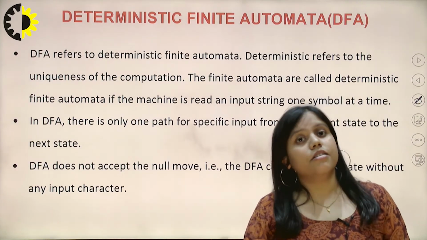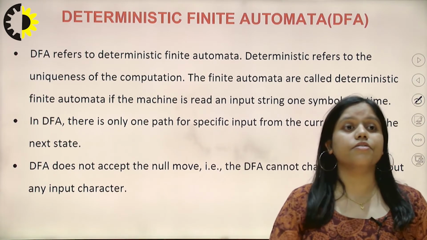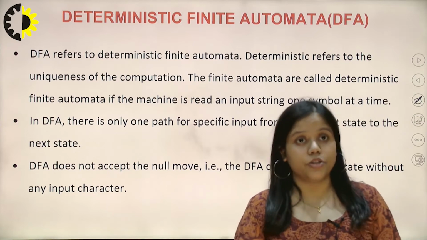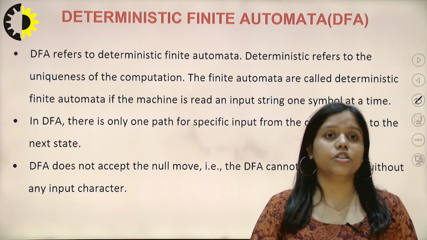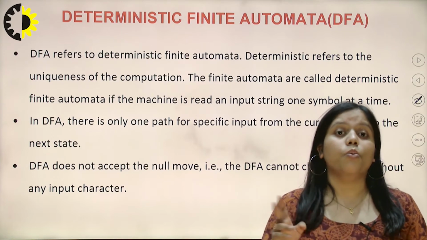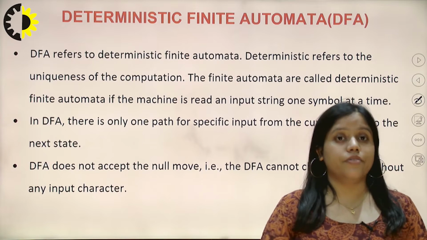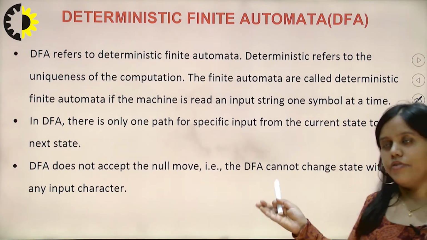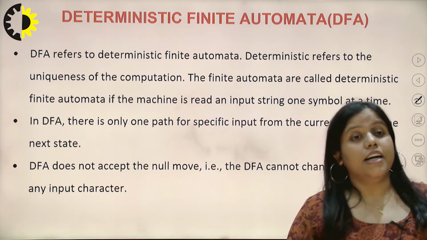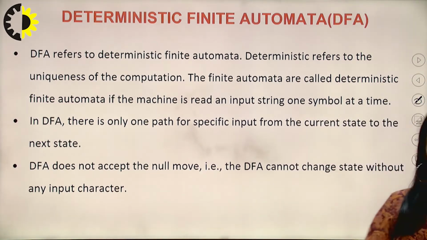So, deterministic automata. DFA refers to deterministic finite automata. Deterministic refers to the uniqueness of the computation. The finite automata are called deterministic finite automata if the machine reads an input string one symbol at a time. In a DFA, there is only one path for a specific input from the current state to the next state, as we have discussed earlier.